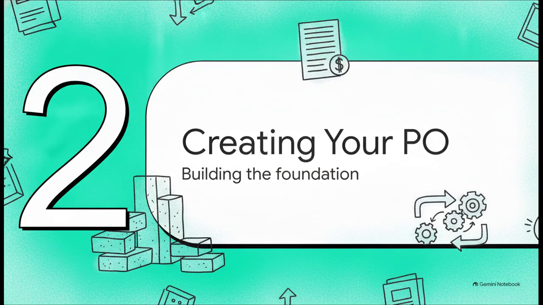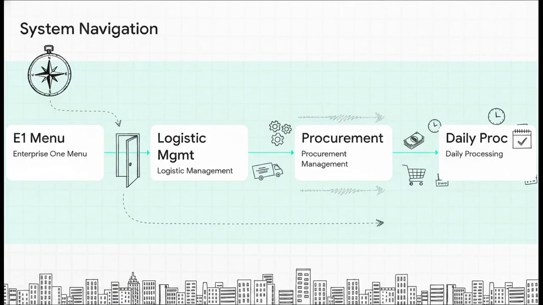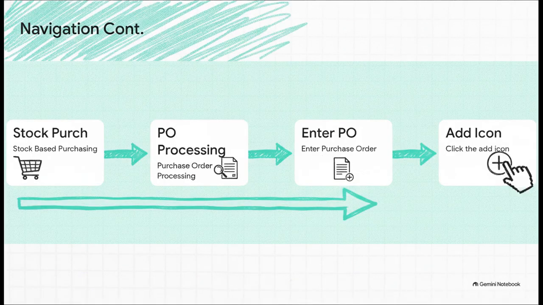Section 2. Creating your purchase order. Let's move to the system and see how this builds. To begin building that foundation, we're going to navigate through the system architecture. From the EnterpriseOne menu, we step into Logistic Management, go down into Procurement and Subcontract Management, and finally, we click into Daily Processing. It's a very deliberate path, moving you straight to your specific workspace. From Daily Processing, we just drill down into Stock-Based Purchasing, then Purchase Order Processing, and we finally arrive at Enter Purchase Order. Clicking the Add icon here opens up a totally blank canvas for your new PO.